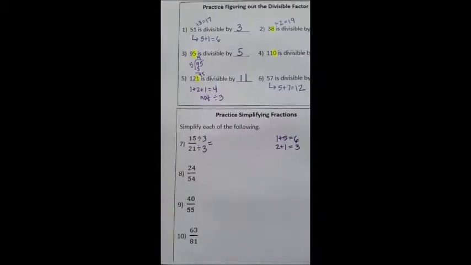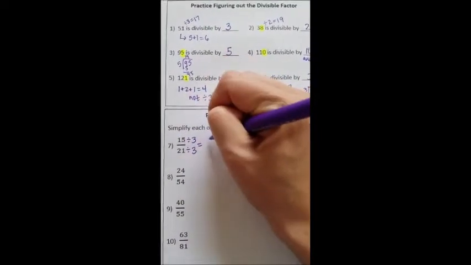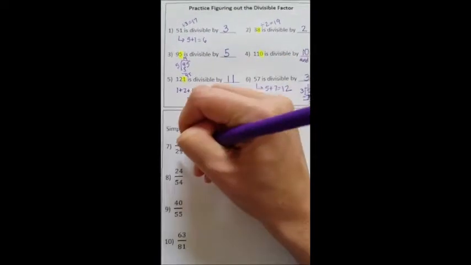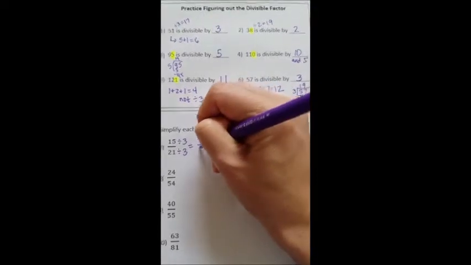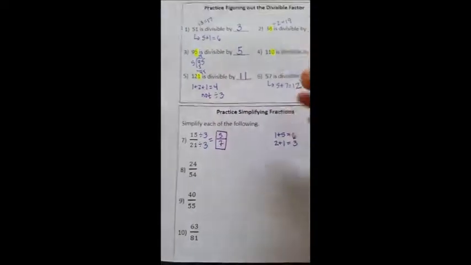Now, if you know your multiplication facts, you don't necessarily have to check it, because you could go, oh, I know that 15 is 3 times 5, so that's 5. And 21 is the same thing as 3 times 7, so that's 7, and that's simplest form. Please try number 8.